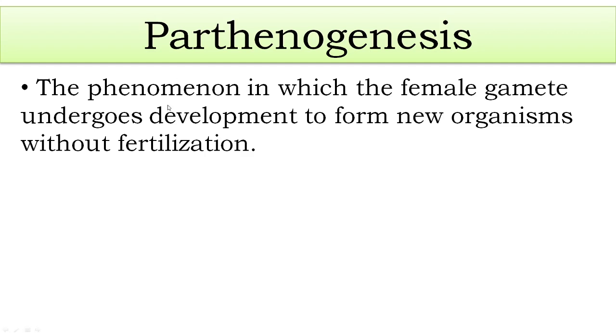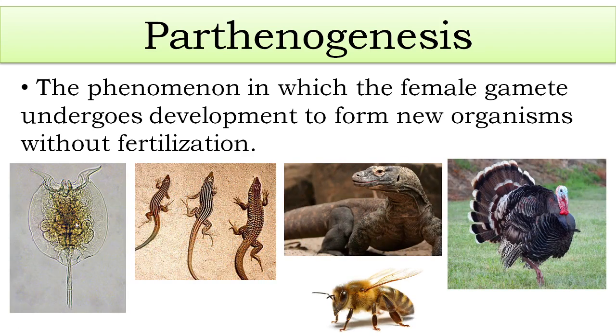So that is called parthenogenesis, and parthenogenesis can be observed in rotifers. It is also observed in some lizards like whiptail lizard and Komodo dragons, and then among birds we have turkey. The most common example of parthenogenesis is honeybees, where the male bee develops only from the female's egg without the need of fertilization. So parthenogenesis can be observed in all these animals: rotifers, lizards, turkey birds, and honeybees.